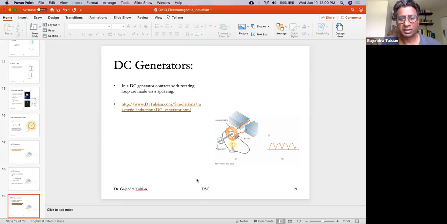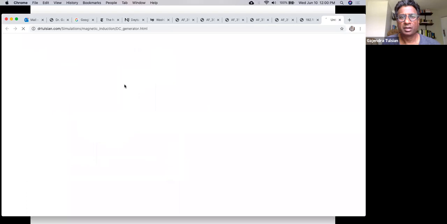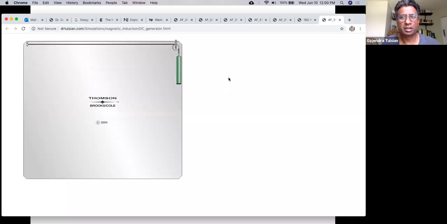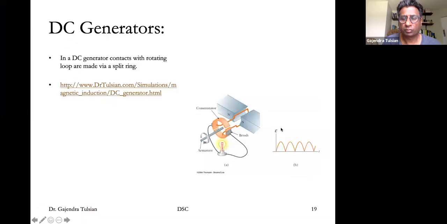So here's a DC generator. It depends on how you hook up the coil to the external wall. If you hook it up like so, you get a DC voltage. But we won't worry about that.